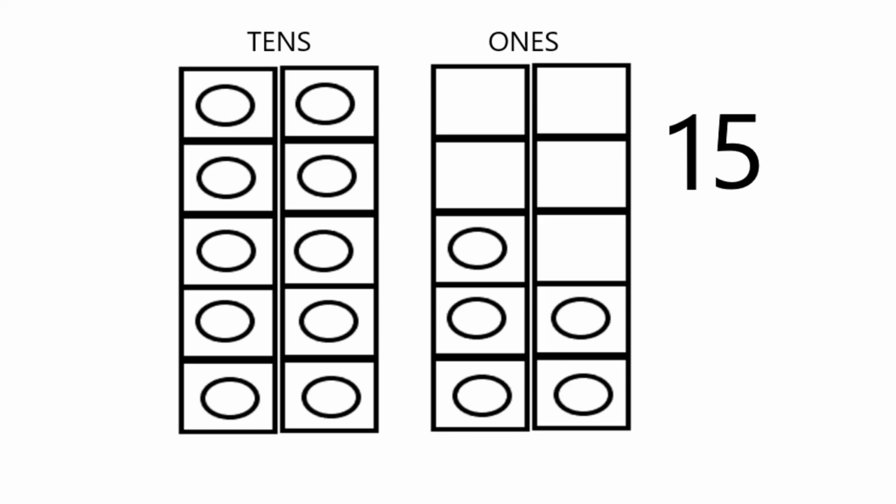So we have one frame that has all 10 squares filled up, and that is our first group of 10, and this is representing the first digit in the two-digit number. The second frame represents the second digit within the two-digit number and is referred to as the ones. So we have tens and we have ones.